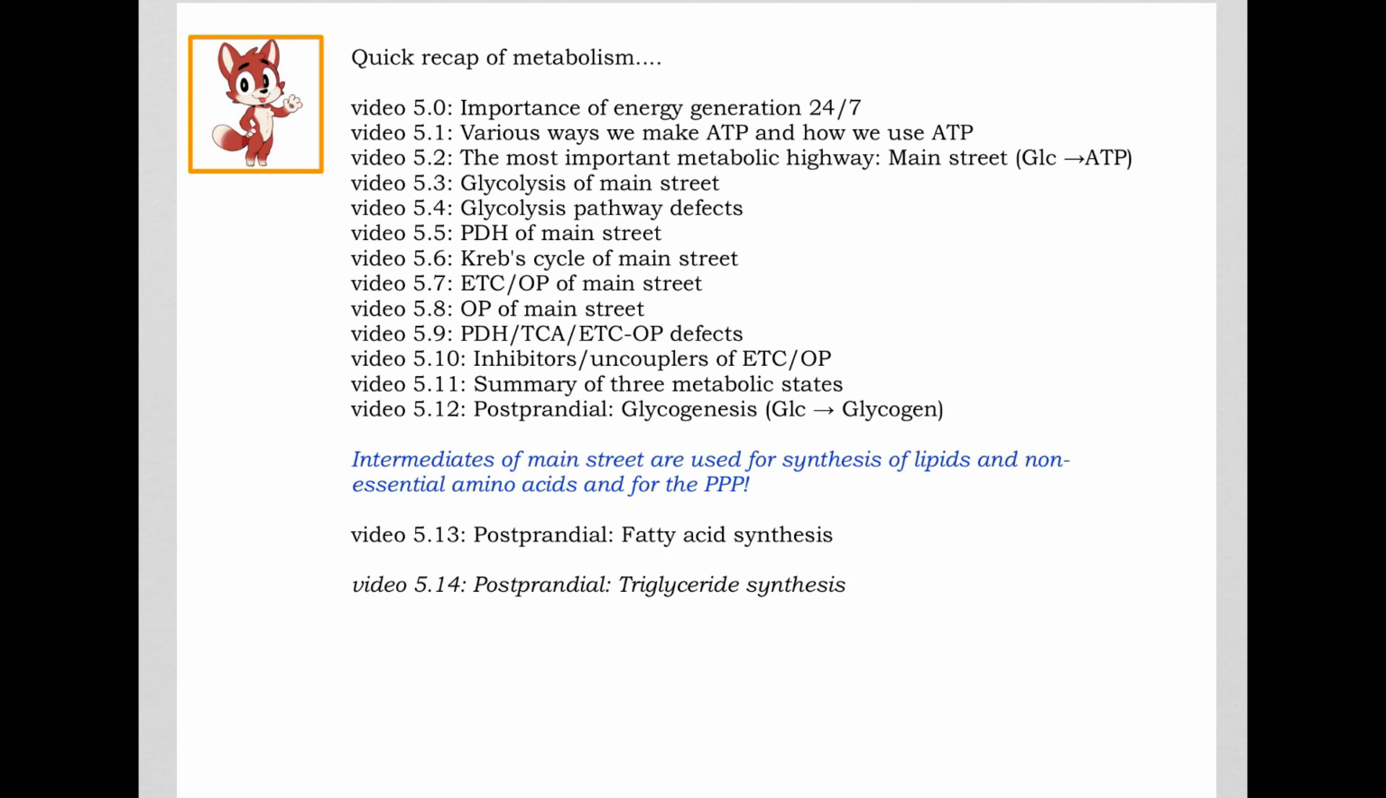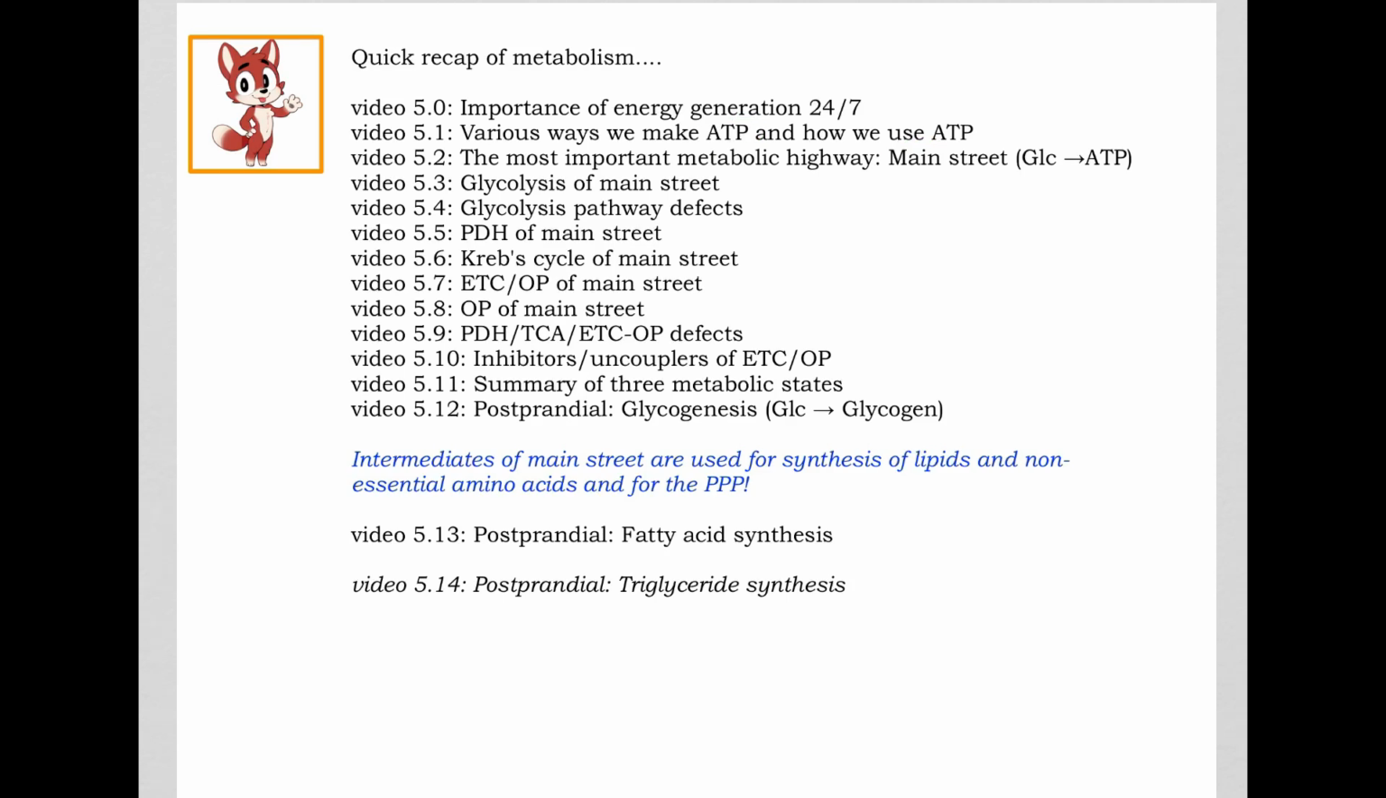So in video 5.0, we discussed why it is important for humans to generate or make energy 24/7. And then in video 5.1, we discussed the various ways by which we can make energy, that is ATP, and how we use ATP.